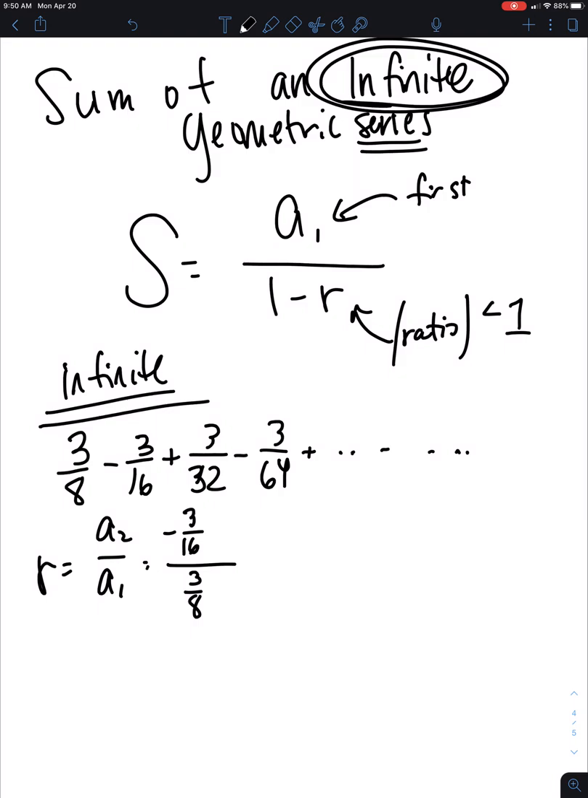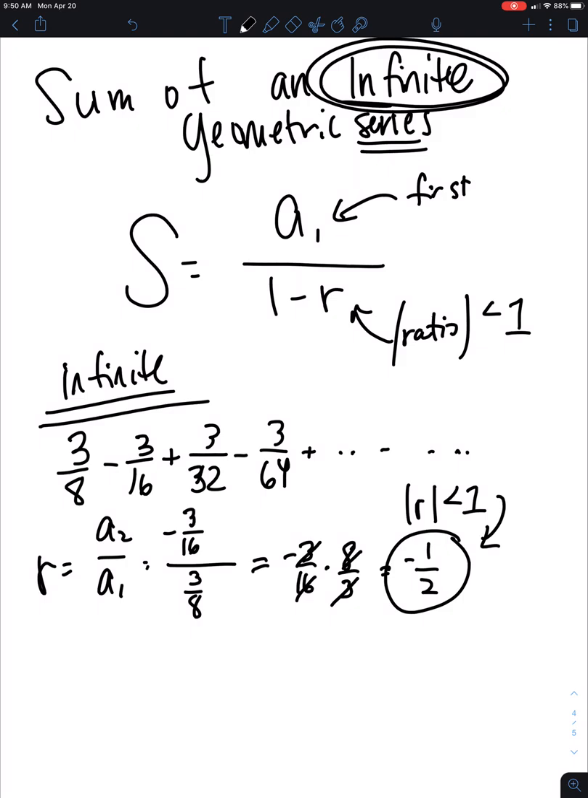I don't have my calculator in front of me. So when you divide, don't you cry, flip the second and multiply. So I'm going to do that, and it's going to turn out pretty easy here. So I get negative 1/2. Well, guess what? That number fits in our less than 1 thing. Okay, so we can find the infinite sum. So I'm going to do S equals A1, which is 3/8, over 1 minus negative 1/2.